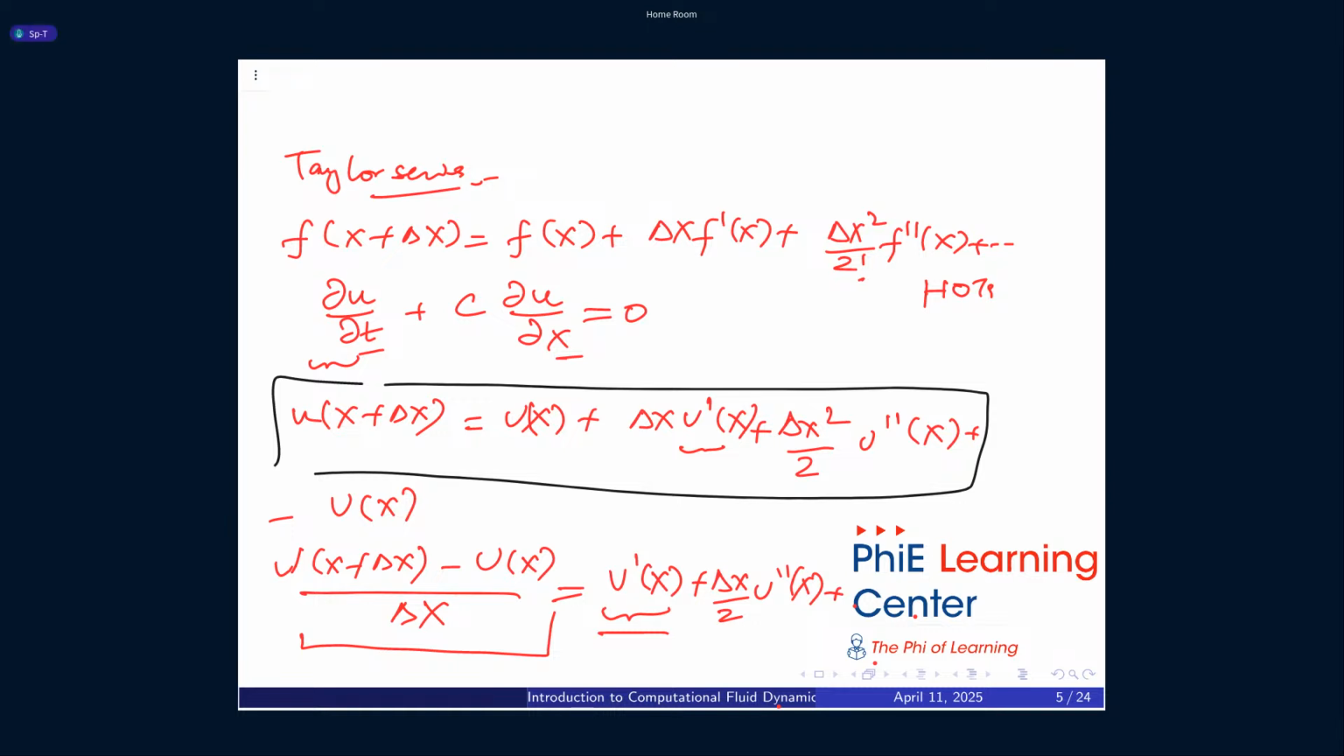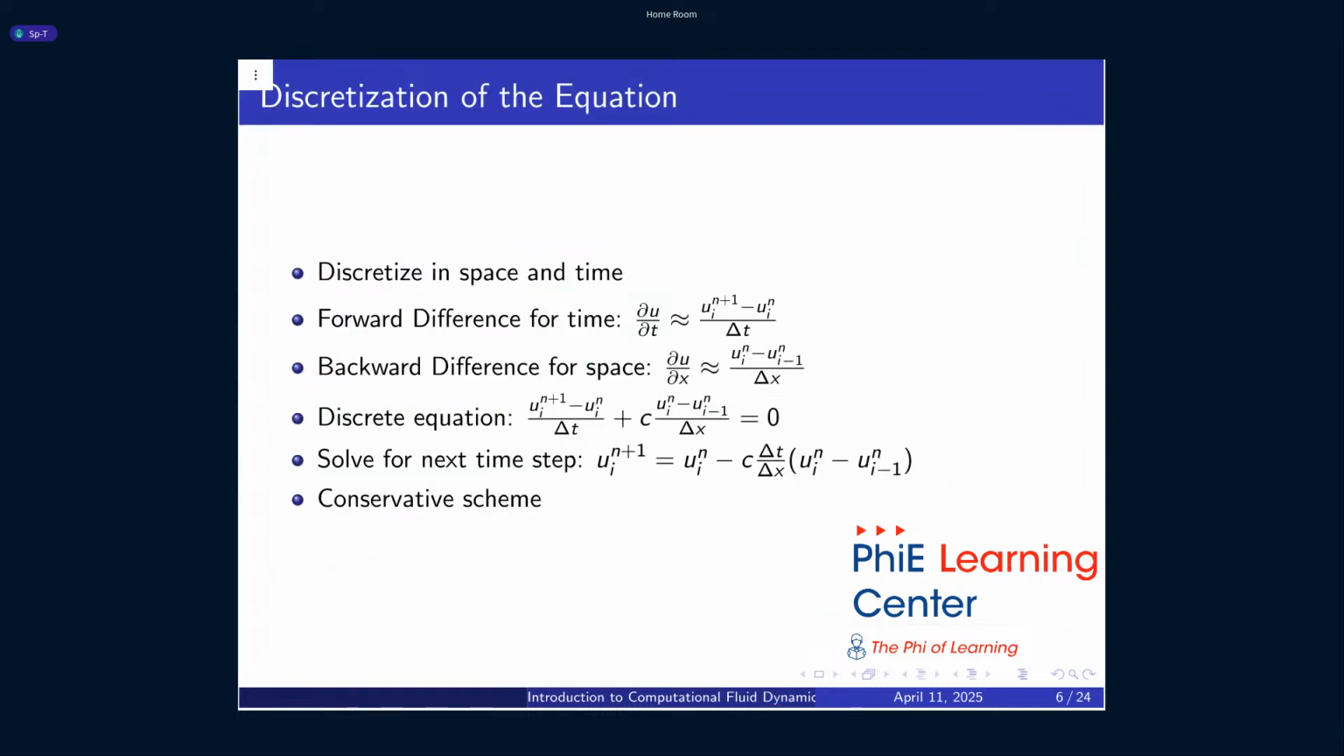Right. So now let's focus on this equation. I can write this dou u by dou t as u i at n plus 1 minus u i at n by delta t. So the del x, del t, the computer doesn't understand those terms, right? So how do you solve this equation simply?